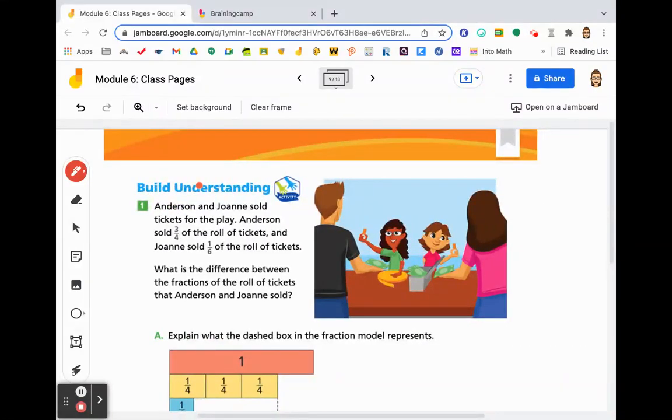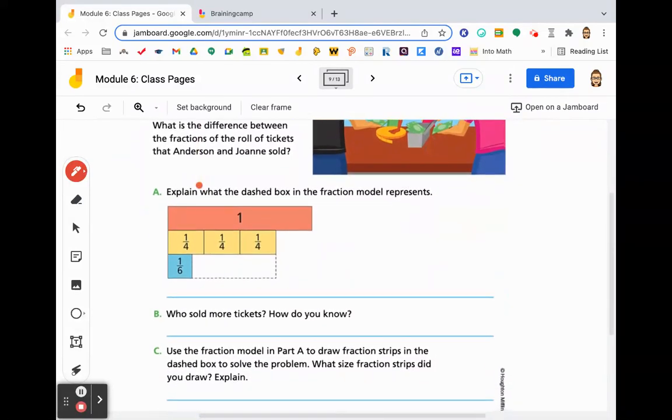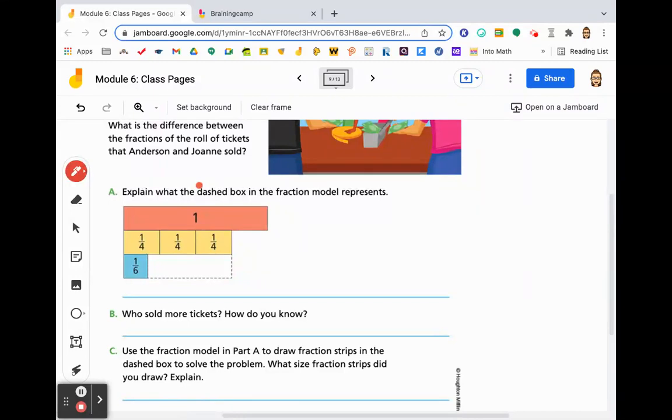So this is Anderson and Joanne sold tickets for the play. Anderson sold 3/4 of the roll of tickets, and Joanne sold 1/6 of the roll of tickets. What is the difference between the fractions of the roll of tickets that Anderson and Joanne sold? Explain what the dashed box in the fraction model represents. Well, this right here is going to be the difference. So it represents the difference 3/4 minus 1/6.